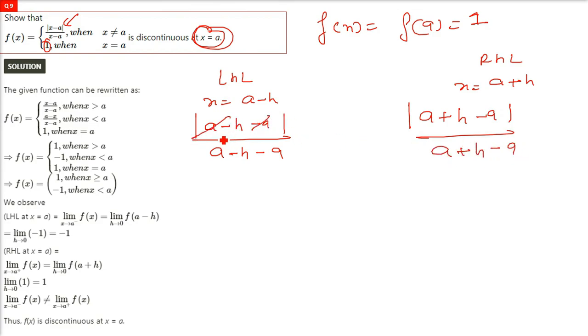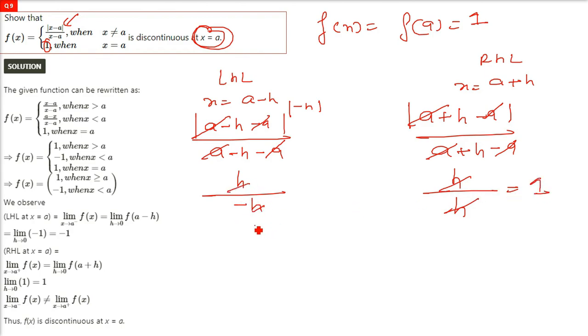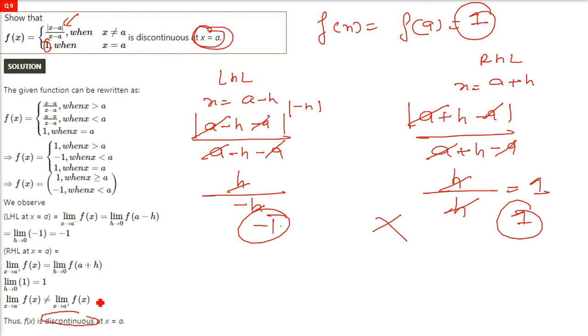So a gets cancelled, it's negative h. Its modulus will be positive, divided by minus h. Here you can cancel h divided by h, it also gets cancelled. So this is 1 and this is going to be negative 1. So minus 1 and 1, they are not equal. So you don't even have to check the value of the function at x equals a, because the left hand limit and right hand limit are not matching. And when they are not matching, you can say that this function is discontinuous at x equals a, right?